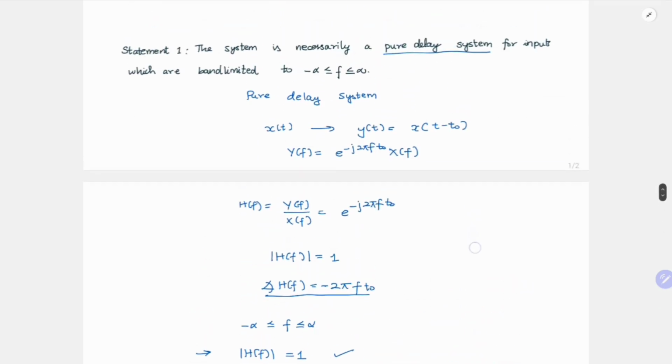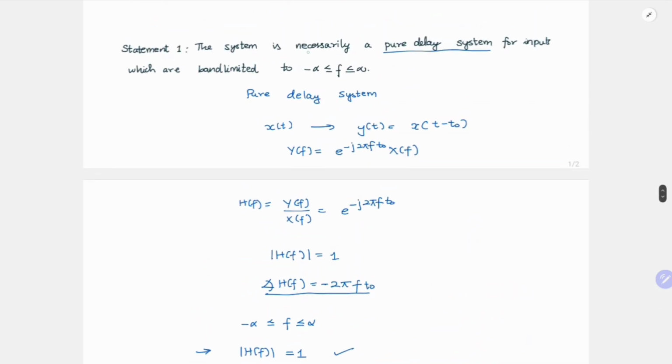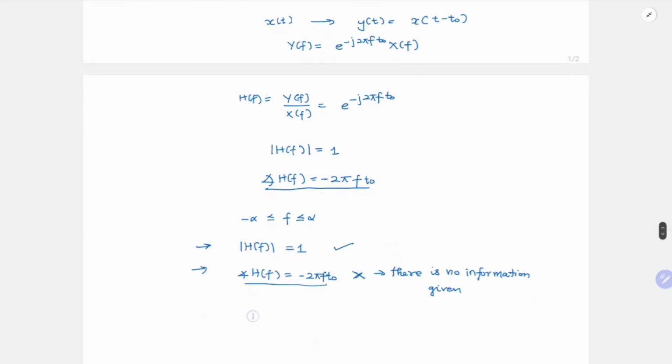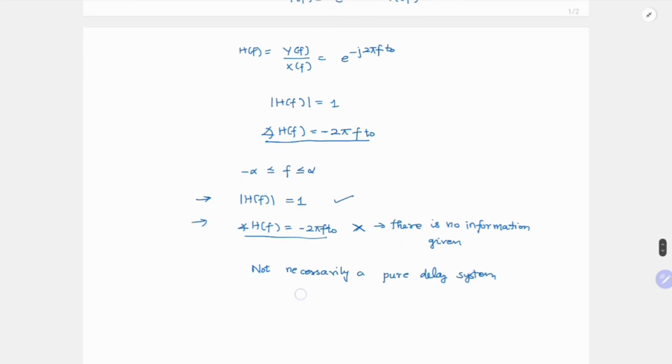So let us go back to the statement. It says the system is necessarily a pure delay system. Is it necessary for it to be a pure delay system? It is a pure delay system only if the phase is also equal to this. But since no information is given about the phase, it is not necessarily a pure delay system. So this statement is incorrect.